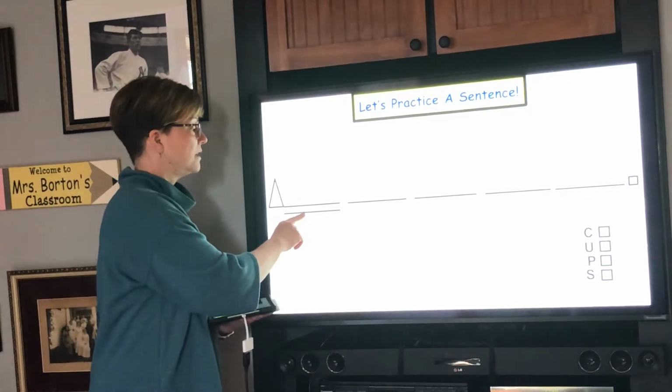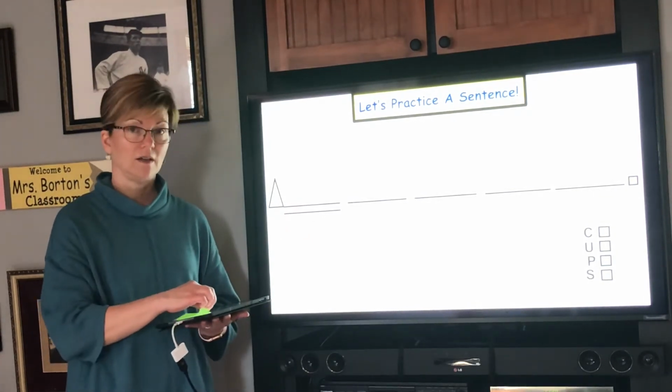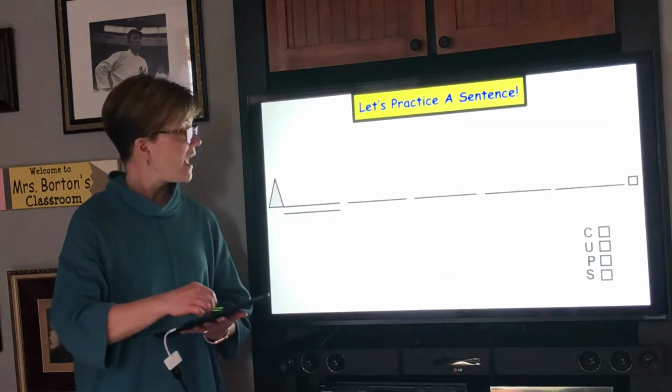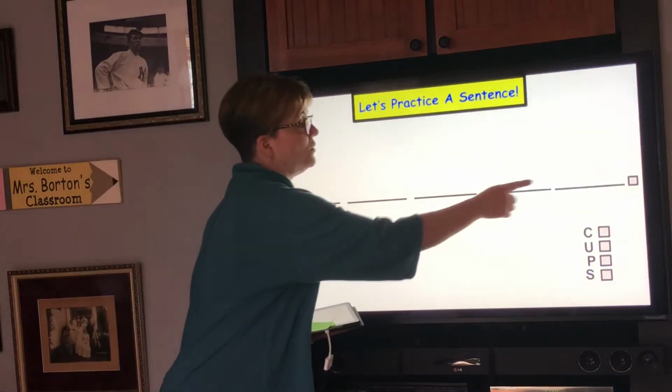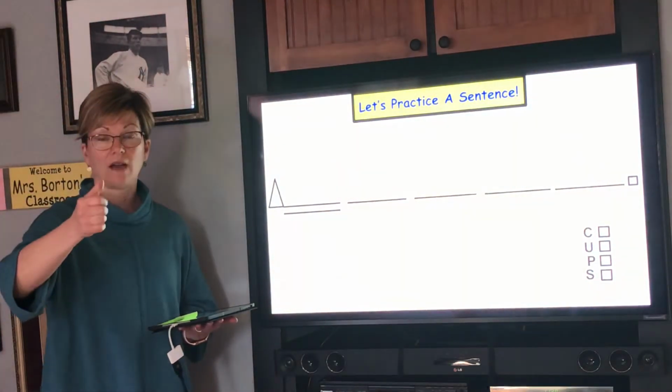You need 2 lines when we have a sight word, a tricky spelling word, something that doesn't make sense. And every word after that, the last 4 words, are sound-out words. I want you to pound and tap.